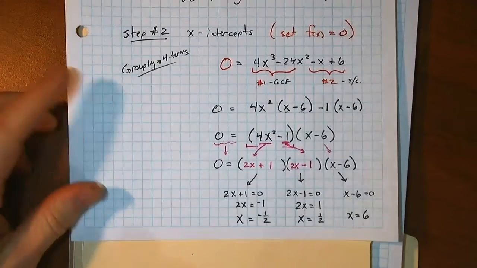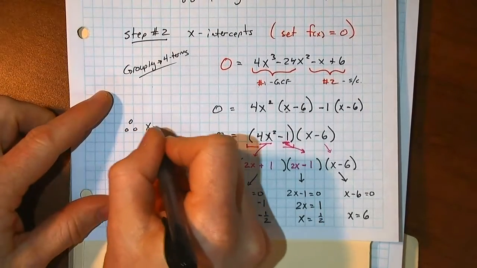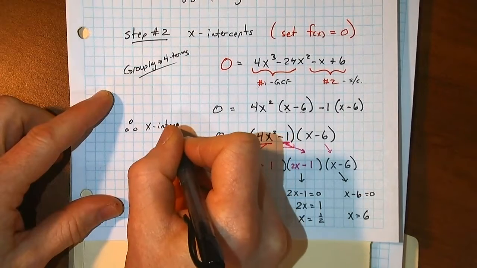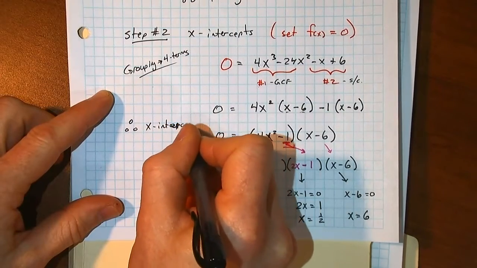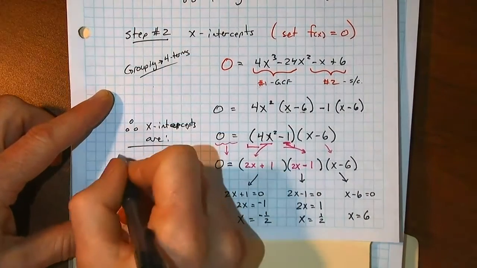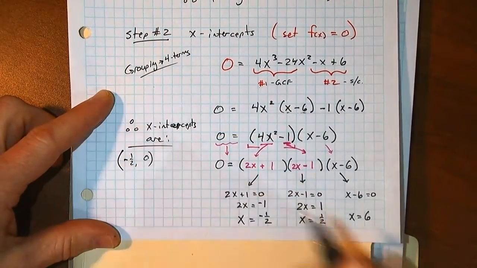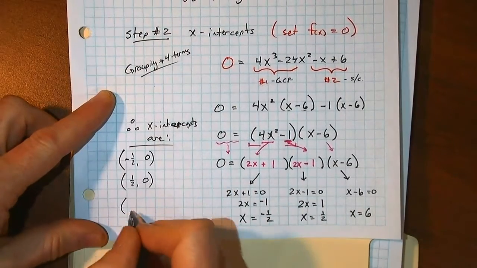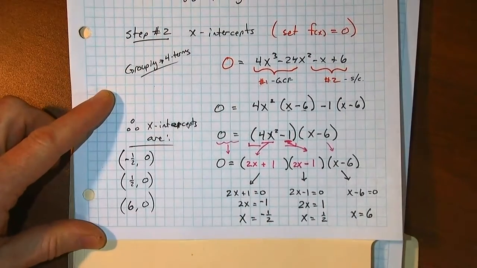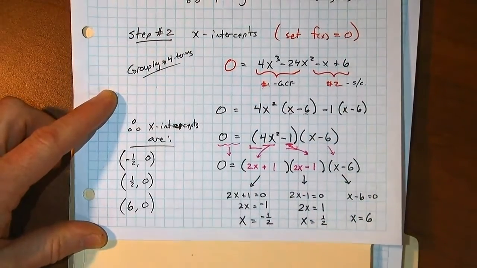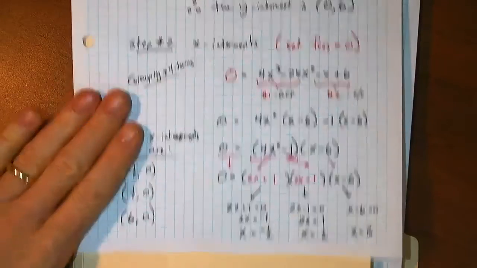So what are my x-intercepts? Therefore, the x-intercepts are when x is -1/2, y is 0. When x is +1/2, y is 0. And when x is 6, y is 0. Because all of these came from setting our y value to be 0. All right, so there I have all my intercepts. I'm pretty much ready to start making the graph.